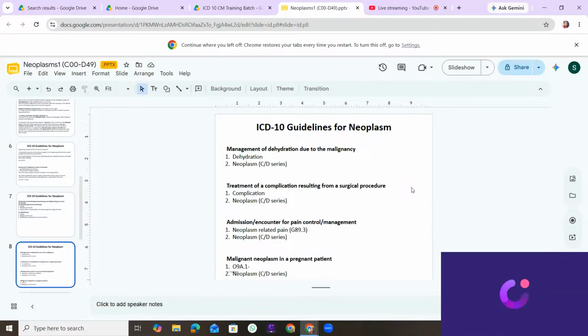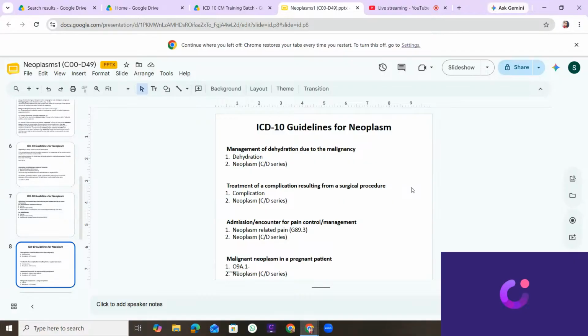Management of dehydration due to malignancy: when the primary reason is dehydration due to malignancy, the first sequencing is the dehydration, and the second is the neoplasm. Treatment for complications resulting from a surgical procedure: the first code will be the complication, and the second code will be the neoplasm.